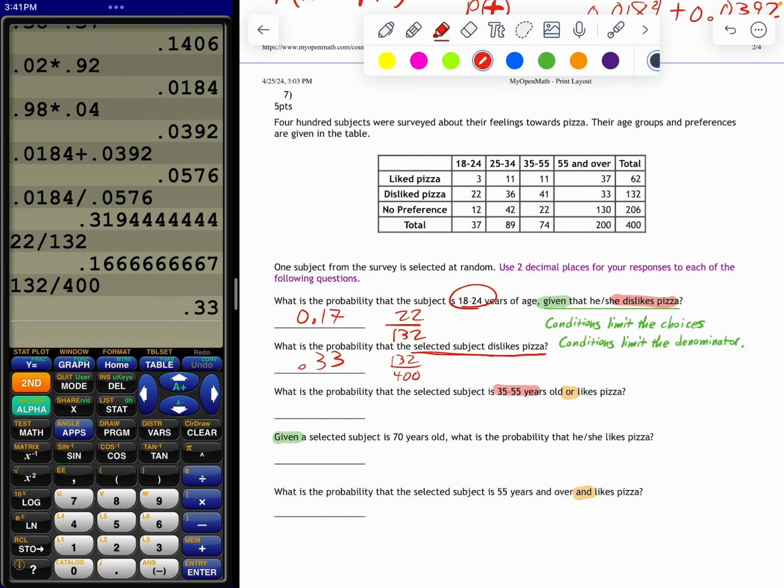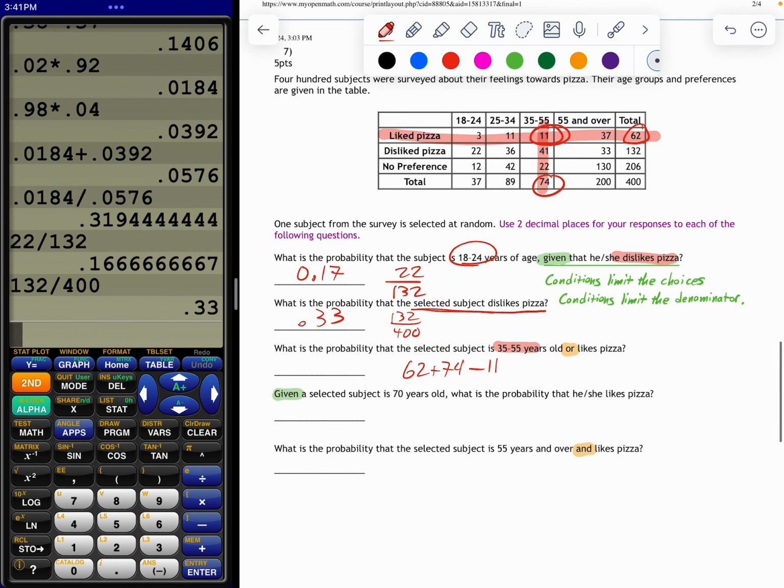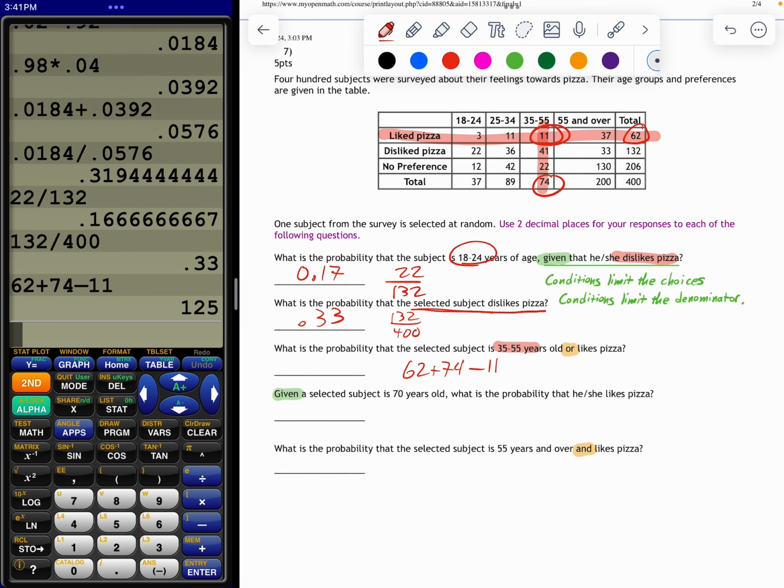Next, what's the probability they're in this age group or they like pizza? Okay. In that age group, 35 to 55, boom. Or they like pizza, boom. So you might be thinking, okay, 62 plus 74, you're on the right track. But then you have to minus the 11 because you have counted them twice. 62 plus 74 minus 11. So there are 125 people in the table that like pizza, or they're 35 to 55, or both.